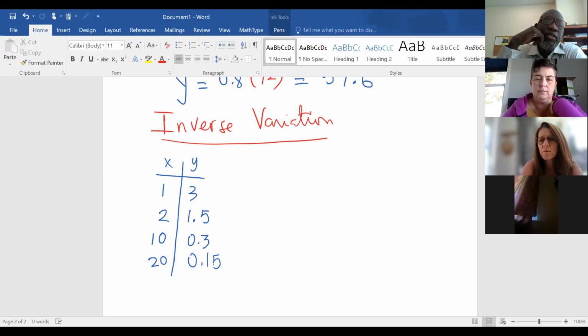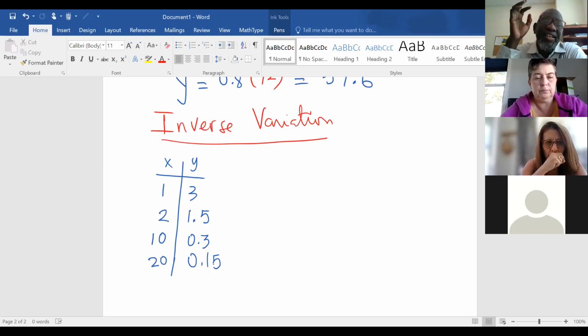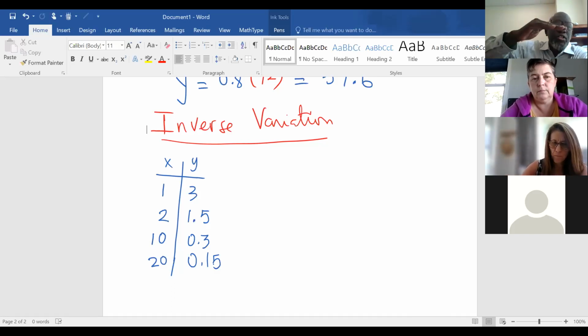What is y doing? Y is getting smaller, right? About the same way, you see, x goes from 1 to 2, y goes down from 3 to 1.5, right? When x is doubling, y is divided by 2, right? So this is the inverse variation. One of them gets bigger, the other one gets smaller. It's the same way, right? Okay, so that is the inverse variation.